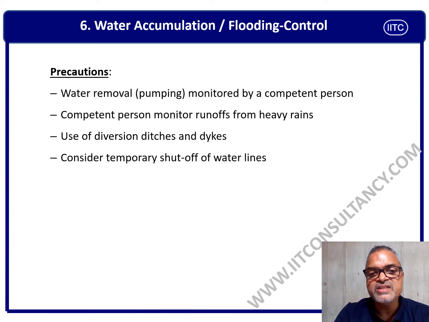Use diversion ditches and dikes. Sometimes we need to divert the running water or runoff water due to rain in such a way that it will not go to the trench or excavation. Consider a temporary shut off of the water line. Sometimes you can shut off the water line if it is not essential for the process and other things.